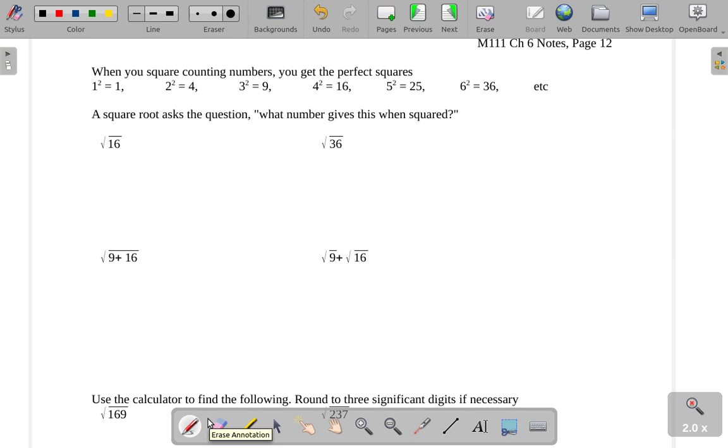When you take the counting numbers, 1, 2, 3, 4, and so on, and you square them, you get what's called the perfect squares. 1, 4, 9, 16, 25, 36, and so on. You can keep going on as long as you'd like there. Now, we call these perfect squares because they are, well, a number squared. Not just any number, but a nice number to work with.